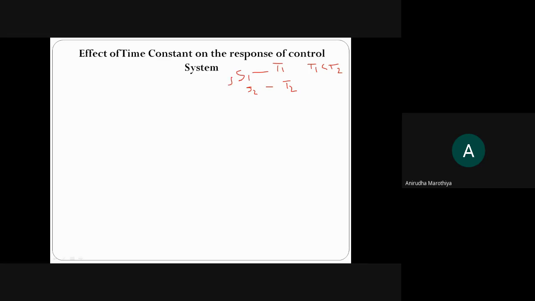Then can you just comment which system is going to reach the final value quickly? Out of these two systems, the response of which system is going to reach its final value quickly? T1 is less than T2. Sir, T2. Which system is going to reach its response quickly? If you consider this particular relationship, T1 is less than T2.